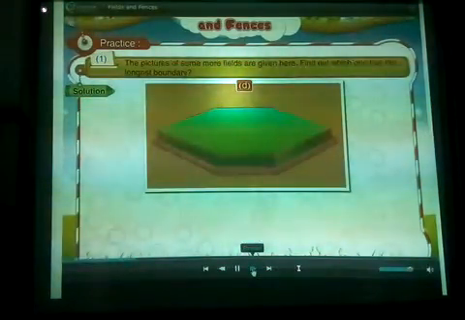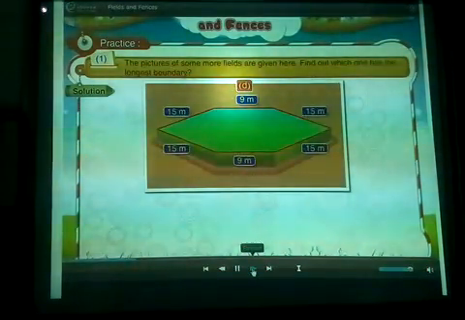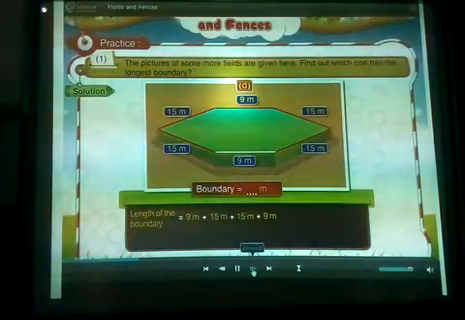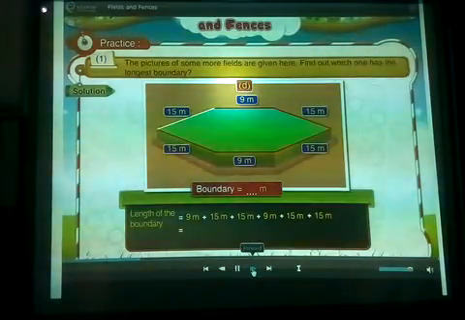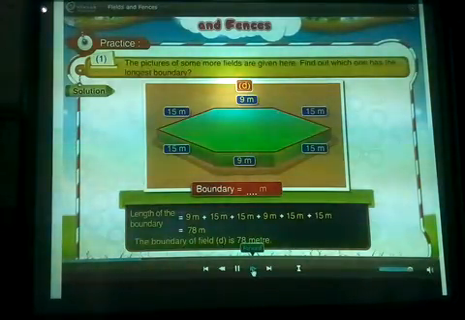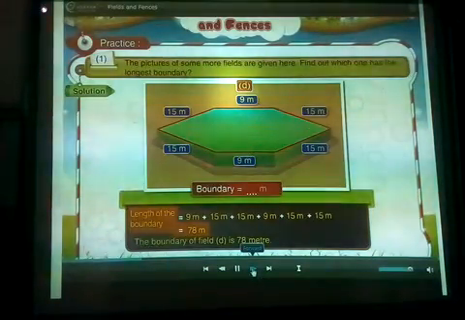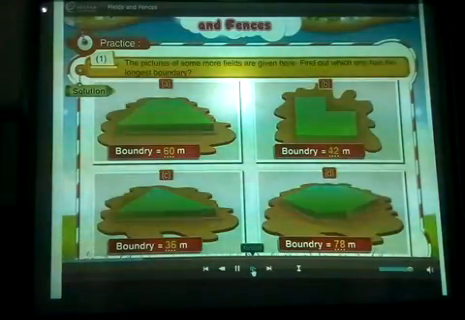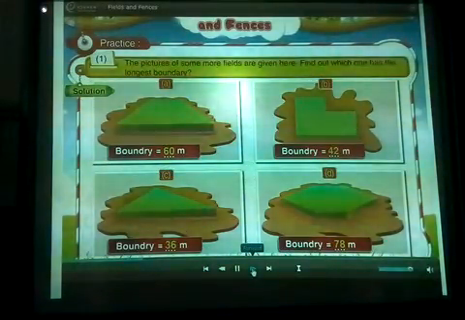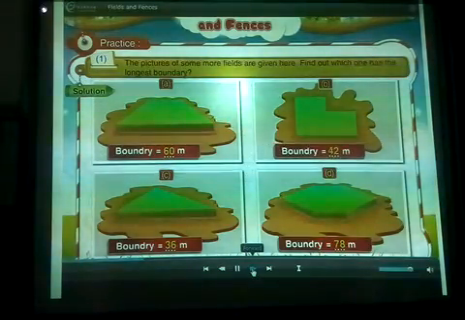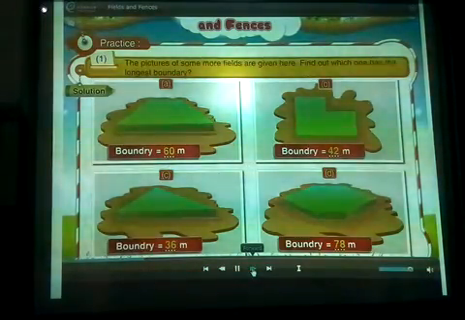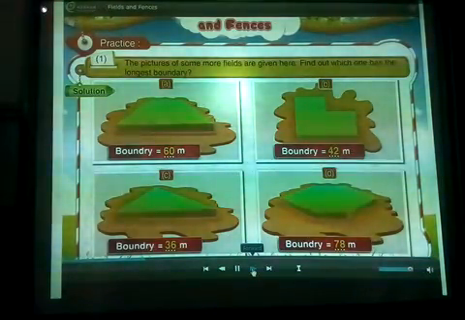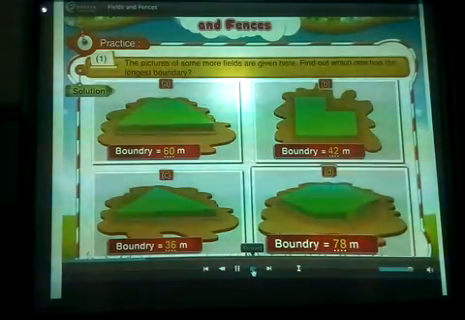D. Here also, the length of each side of the field is given. To find, add meter, 9 meter. That is equal to, therefore, the boundary of field D is 78 meter. Thus, the length of the boundaries of the given 4 fields are 60 meter, 42 meter, 36 meter and 78 meter respectively. Among them, field D has the longest boundary.